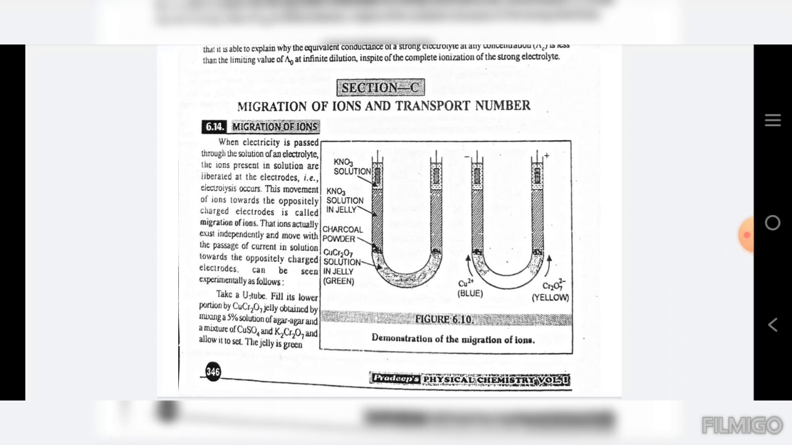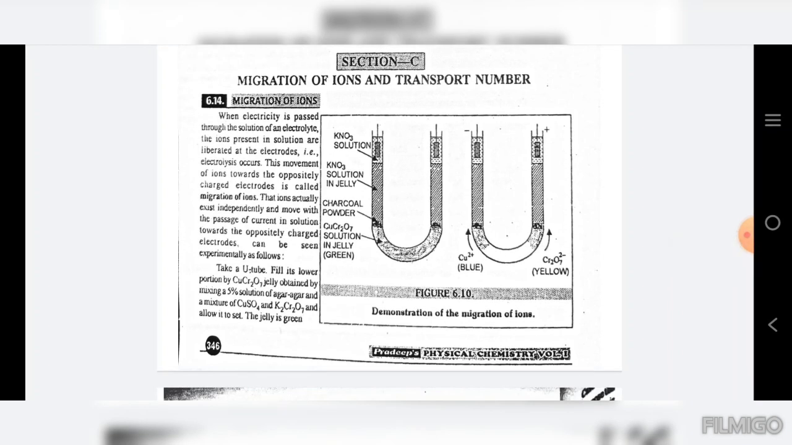Migration of ions. When electricity is passed through the solution of an electrolyte, the ions present in solution are liberated at the electrodes. Electrolysis occurs. This movement of ions towards the oppositely charged electrodes is called migration of ions. That ions actually exist independently and move with the passage of current in solution towards the oppositely charged electrodes can be seen experimentally as follows.